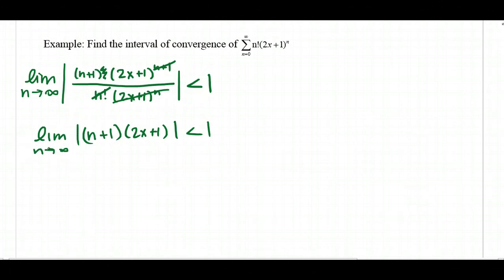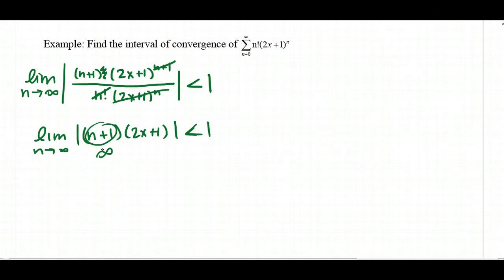Alright, so here, as n approaches infinity, n plus 1 is going to go to infinity. So this quantity here is going to get really, really big. If I take a really, really big number and I'm multiplying it by whatever this 2x plus 1 is, this is going to be a really big quantity. So in other words, can I ever plug in any x value here that will make this quantity less than 1? The answer is no. There's not going to be any x value that satisfies this inequality. There's nothing for x that I can plug in that will make this entire thing less than 1.